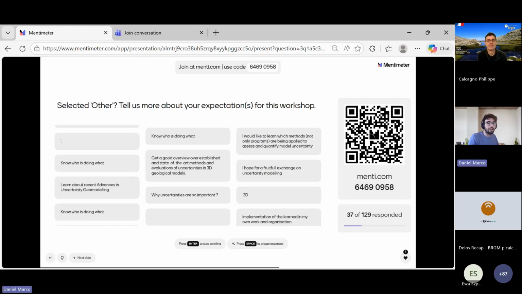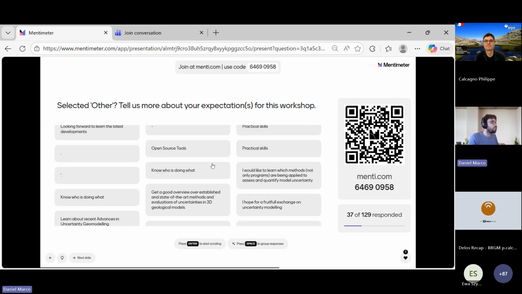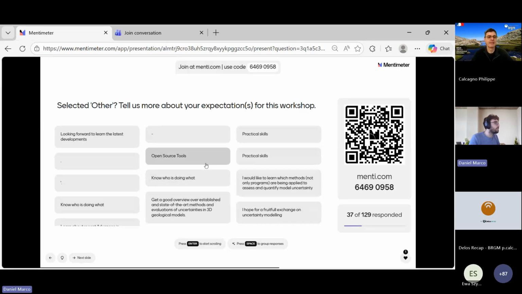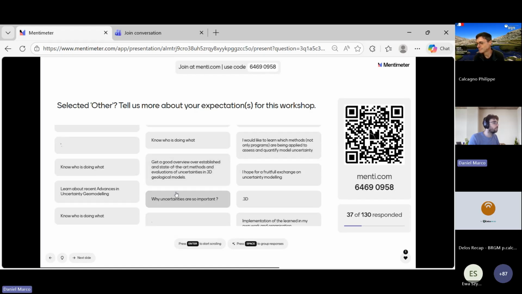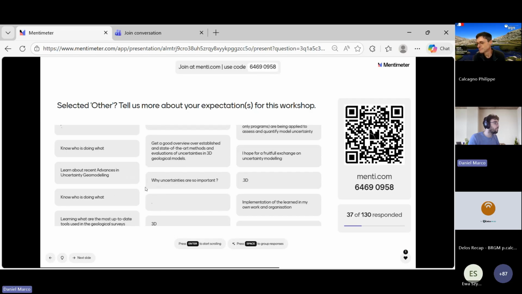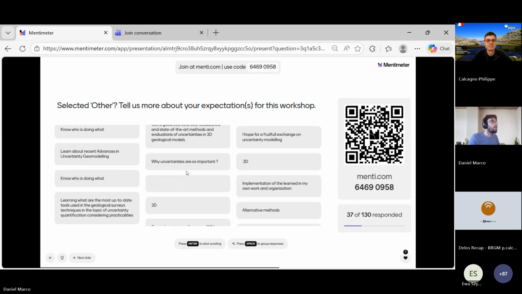If you selected other, we can see that some of you had other suggestions. For example, some of you said, looking forward to learn the latest developments, open source tools, practical skills comes twice. Some of you asked why uncertainties are so important. Learn recent advances in uncertainty in geomodeling. And others said, I hope for a fruitful exchange on uncertainty modeling.